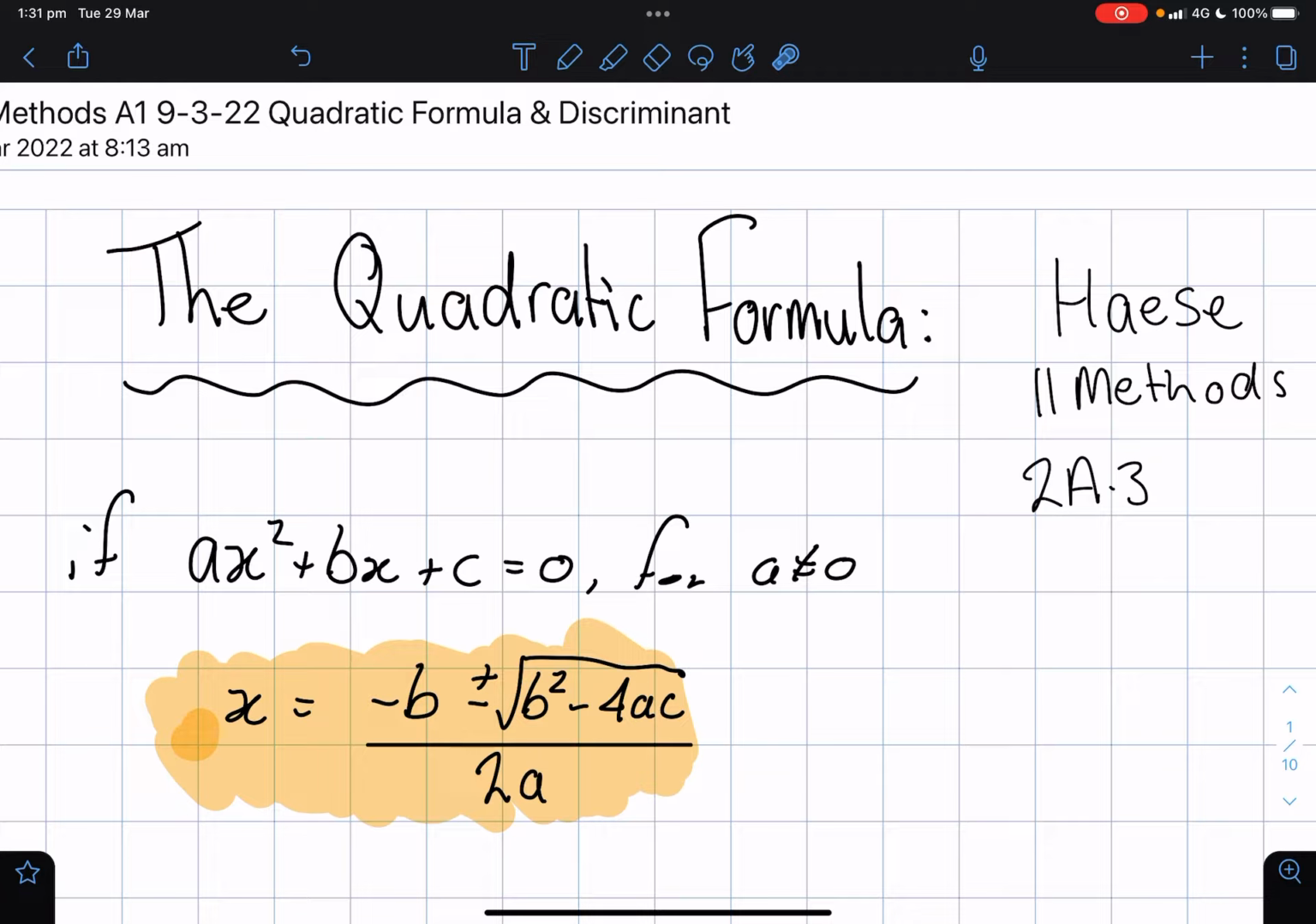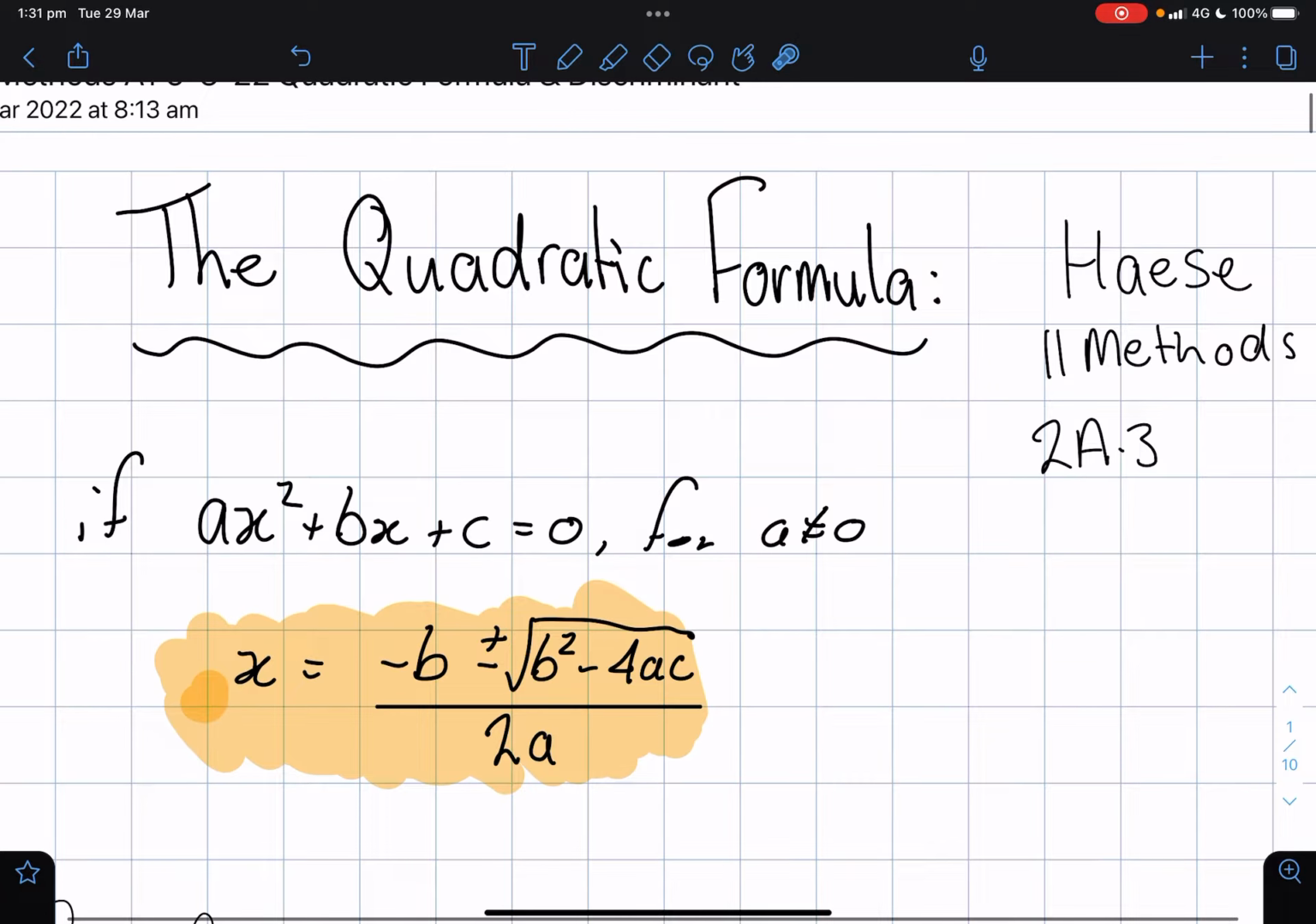Now this is a very convoluted looking formula, and it's one of those things that we sort of take for granted sometimes in maths. We just kind of use it and don't really realize where it comes from or the meaning behind it. So I'm going to run through a proof with you of how to actually come up with this formula, okay?